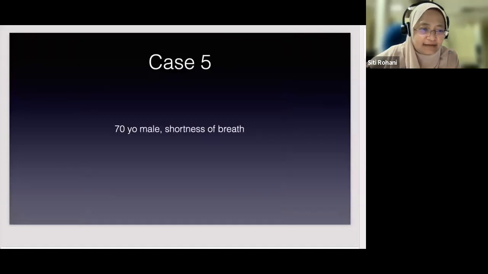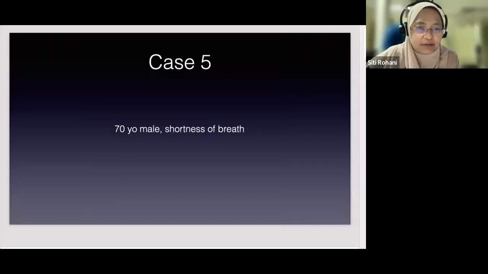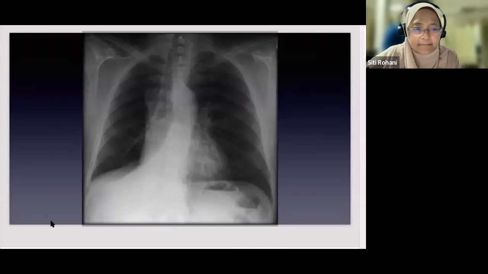I have another one minute. Maybe I can show you my last case. Case 5, 70-year-old male with shortness of breath. I think this is quite obvious.